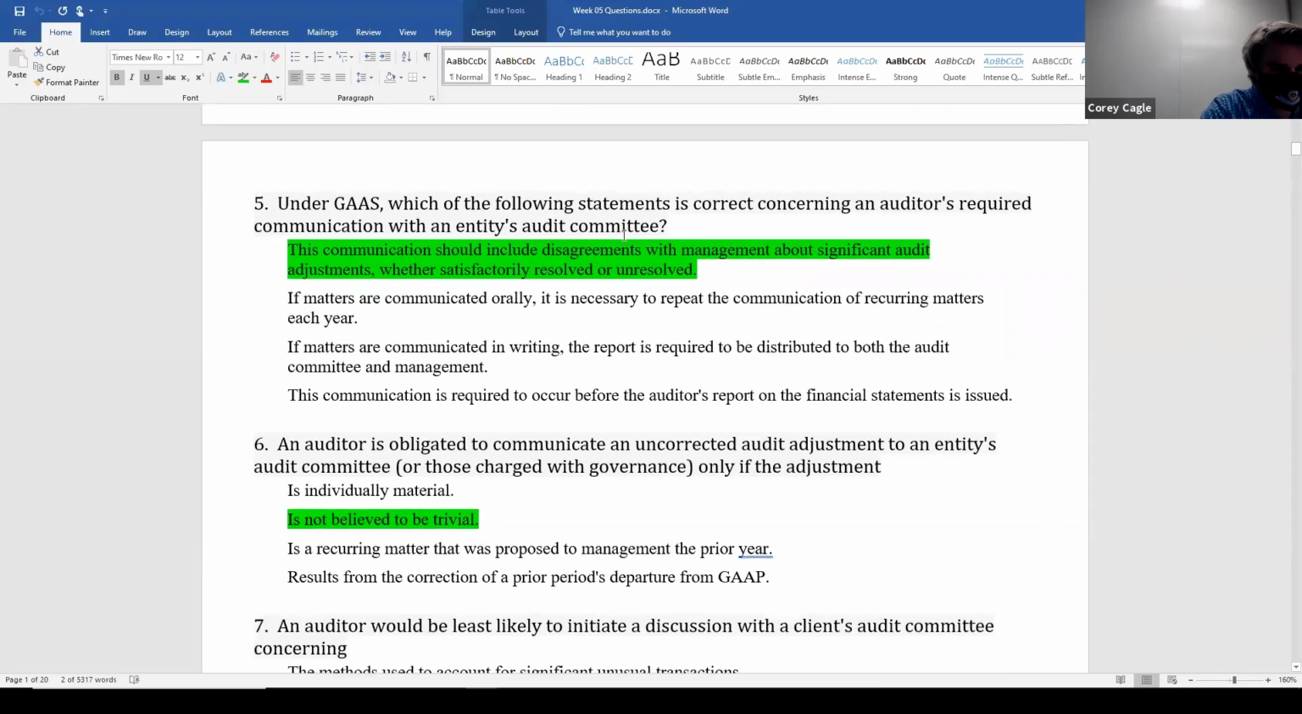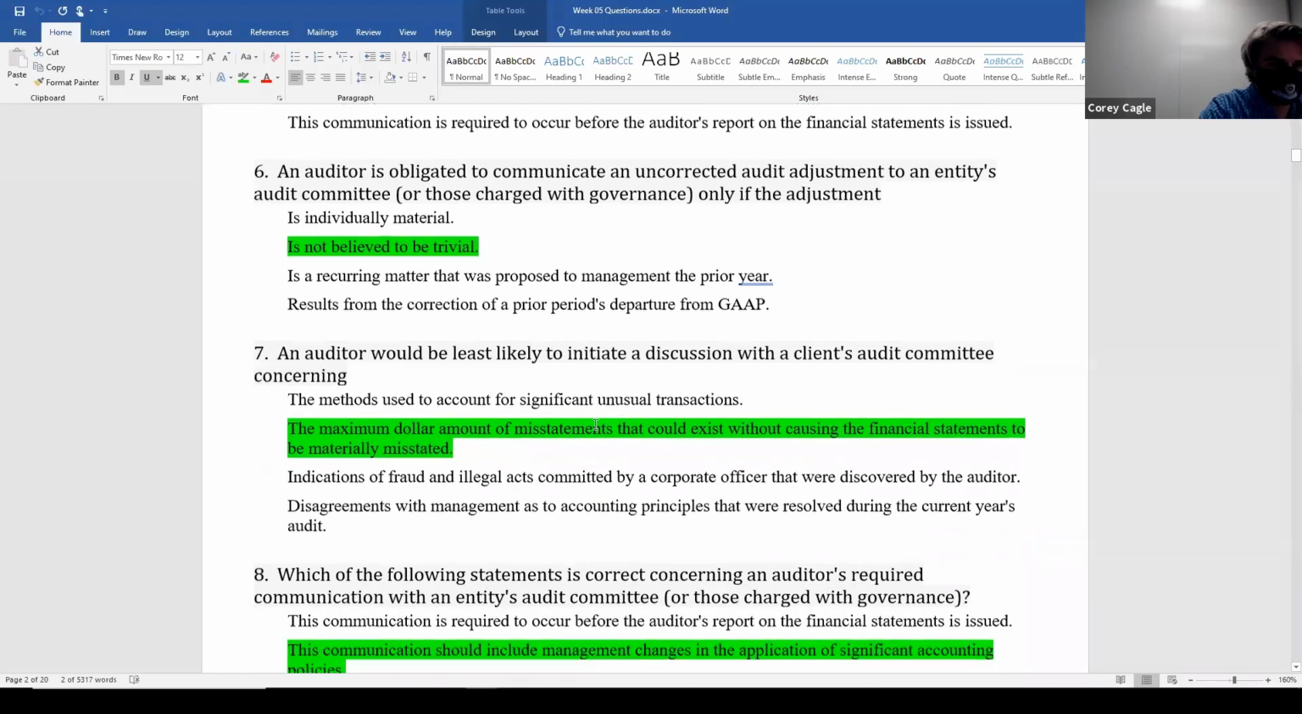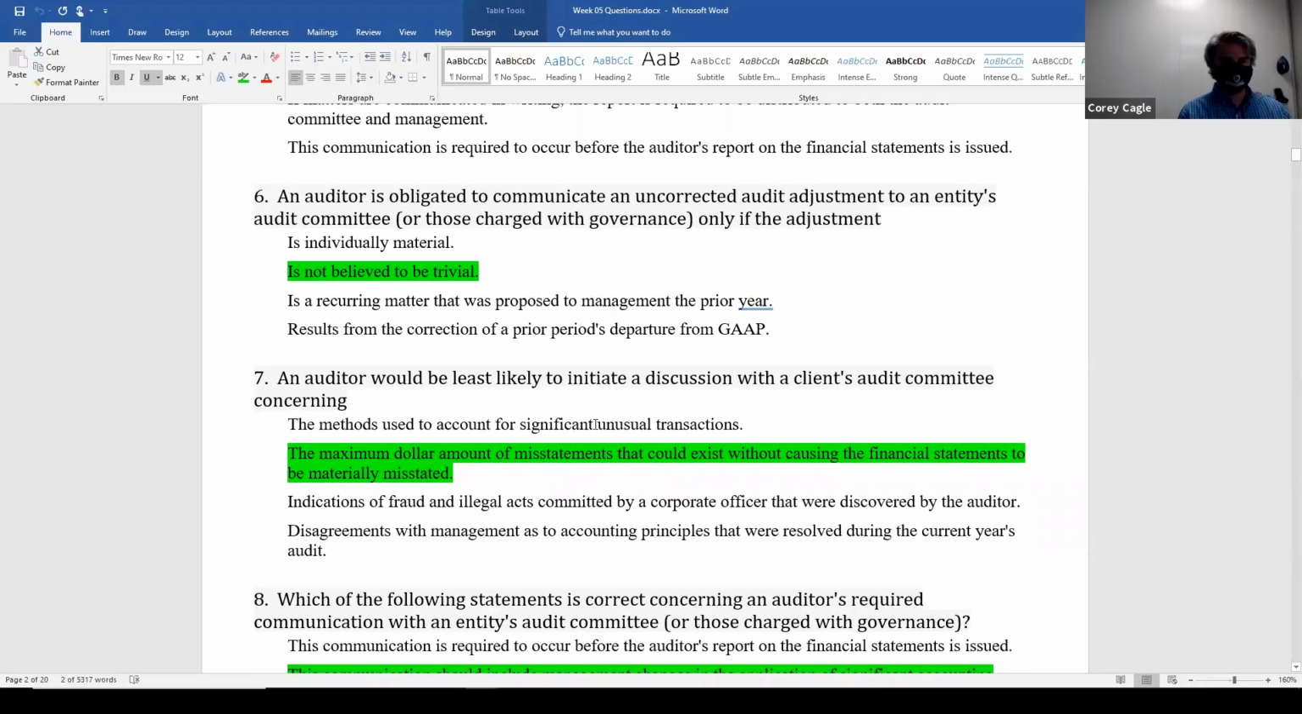More of the same on 5 about disagreements with management, whether satisfactorily resolved or not. 6 is a pretty specific question, but it's not a bad one. An auditor is obligated to communicate an uncorrected adjustment to an entity's audit committee only if the adjustment is believed to be trivial. Is not believed to be, I can't talk anymore, I've lost it.